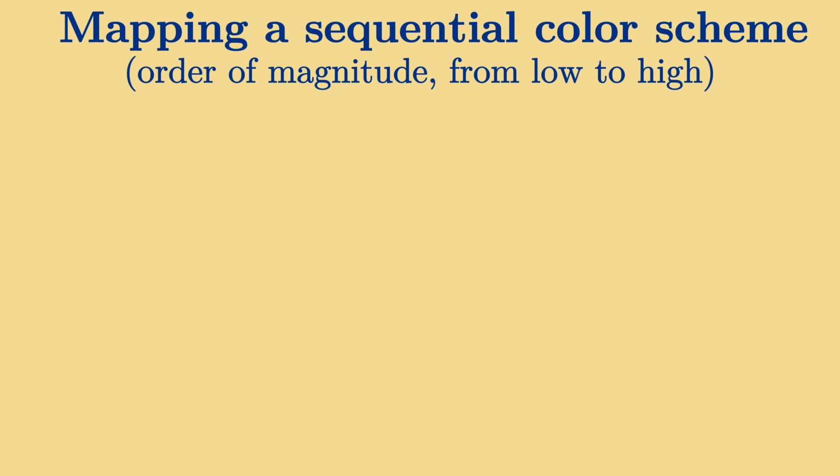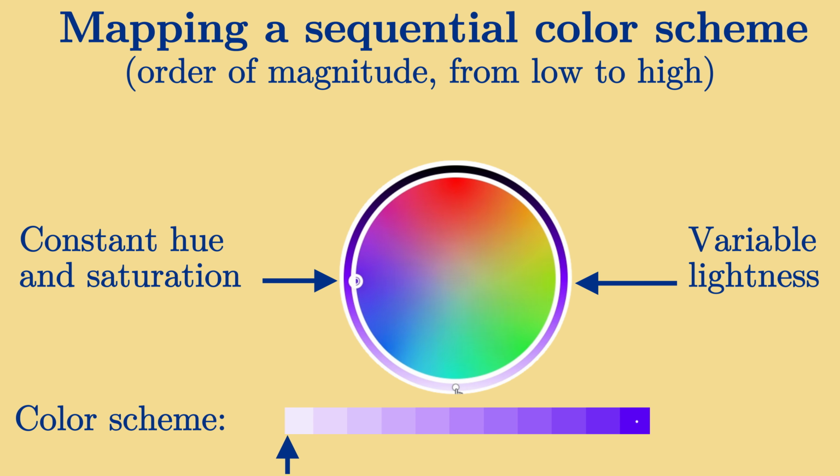Let's start with sequential color schemes. In a sequential map, the goal is to encode order magnitude from low to high. Geometrically, this corresponds to moving along a single direction in color space, most importantly along lightness. Low values appear light, high values appear dark, while hue and saturation remain largely controlled. This is why good sequential maps feel smooth and ordered. They trace a one-dimensional path through color space.